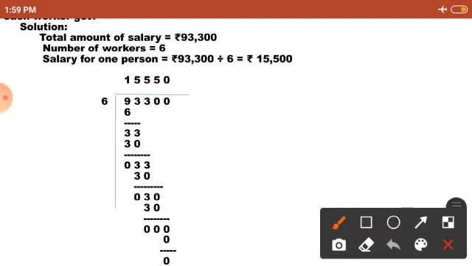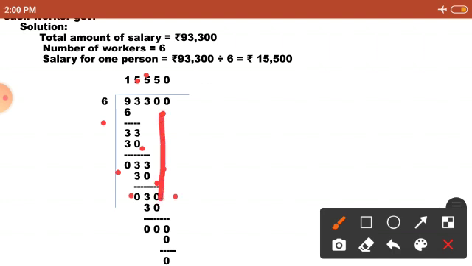So 6 fives are 30. Subtract both of these numbers. 3 minus 0, you will get 3, and 3 minus 3, you will get 0. Take the next number, that is 3. Now the number will become again 33. Now 6 fives are 30. Just subtract this. 3 minus 0, you will get 3, and 3 minus 3, you will get 0. Take the next number, that is 0.